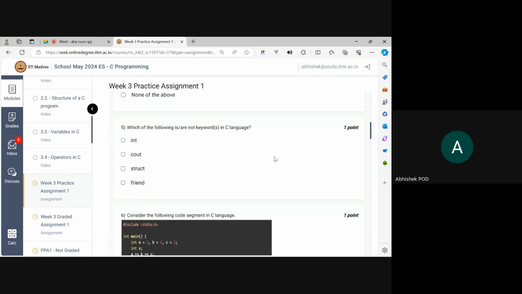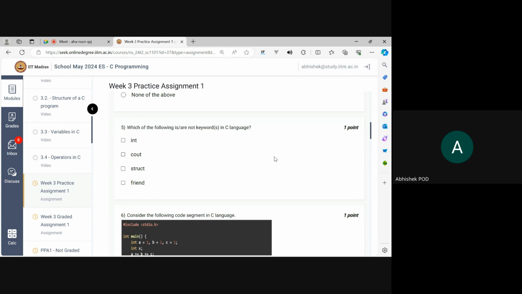So next thing is, which of the following are not keywords in C language? Well, we have to find out which of the following are not the keywords. So int, we have already talked about, it is one of the primitive data types, so it is a keyword, so it is a wrong option.